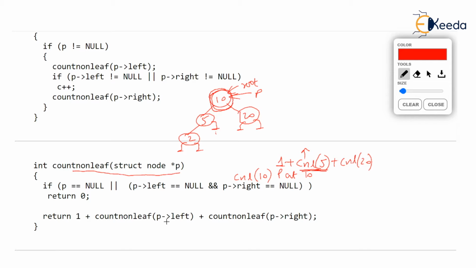So what happens when count non-leaf 5 runs? We have got a pointer P at 5. See this? P, the pointer P, is at 5. And this fresh function, when count non-leaf for 5 starts, we'll first ask this condition. Now notice this condition is false for 5. Because P is valid, P equal to null is false, P is very well pointing to 5, and left and right are not null. In fact, left is not null, although right is null for 5. So this condition is also false. So the return statement will run, counting 1 again.